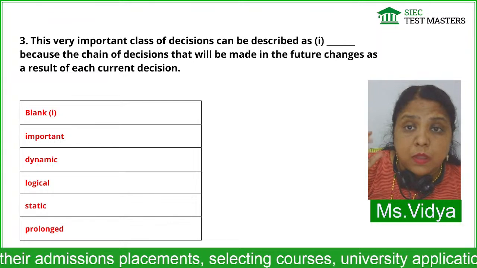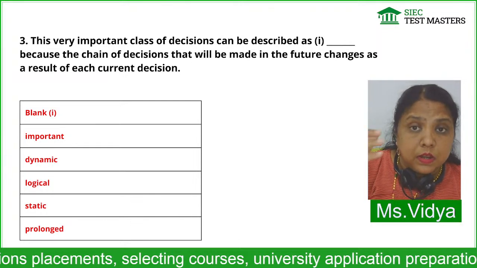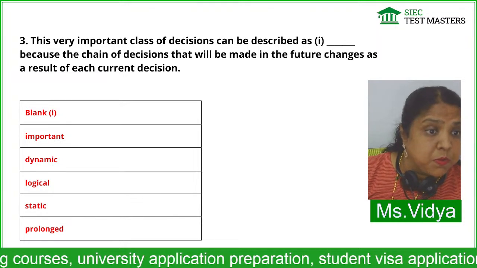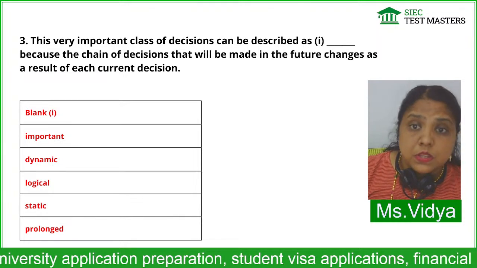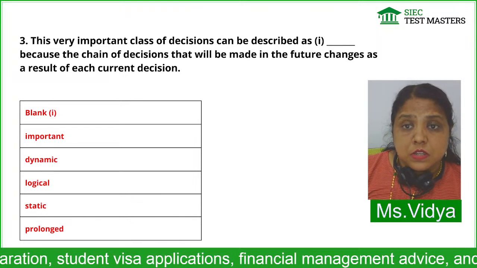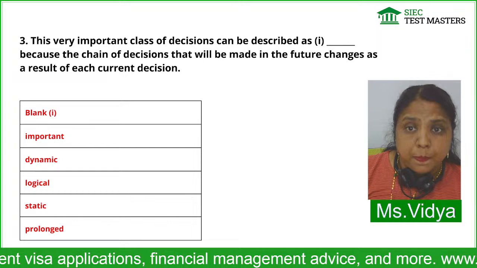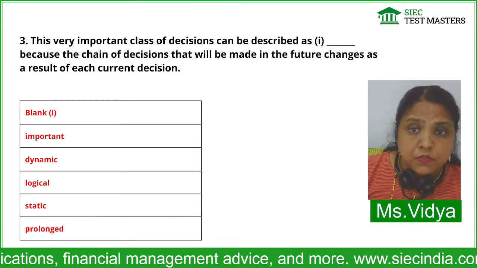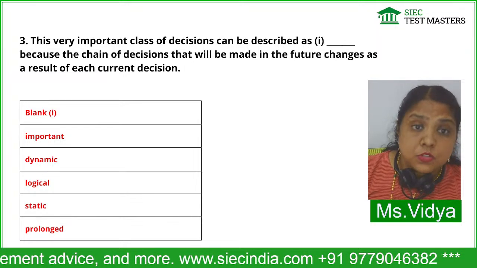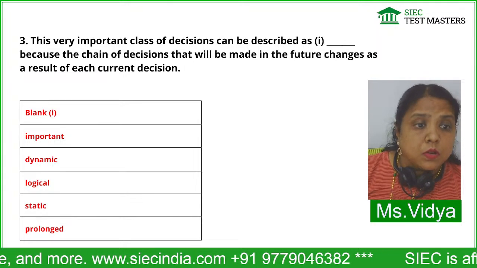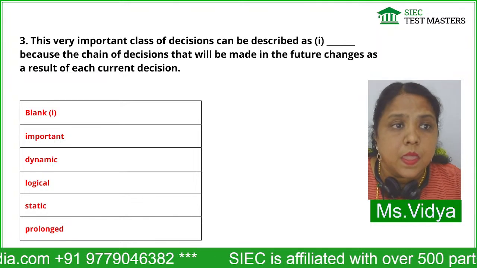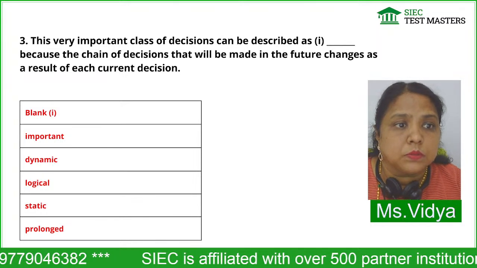So I predicted my word: changeable. Let me look at the options, which means the same as changeable. Important, no. Dynamic, yes. Something that changes constantly is dynamic, not static. Static is the opposite word of dynamic. Logical, no. Static, no. It's the opposite word. Prolonged, no. So dynamic is the correct answer for that. Okay. Now, fourth one.